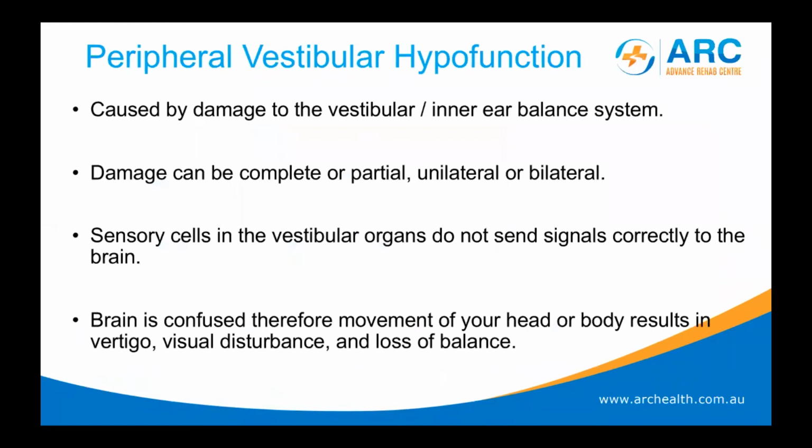Now, people with Meniere's disease, because it often causes a progressive loss of vestibular function with each repeated attack, this causes something called peripheral vestibular hypofunction, which essentially means the vestibular system is not working at 100% because of the damage to the vestibular or inner ear balance system. Now, damage can be complete or partial, and it can be unilateral or bilateral, which means one-sided or both sides. Essentially, the sensory cells in the vestibular organs are damaged and therefore can't send signals correctly to the brain, and the brain gets confused by that. Therefore, movement of your head or body results in vertigo, visual disturbance, and a loss of balance.